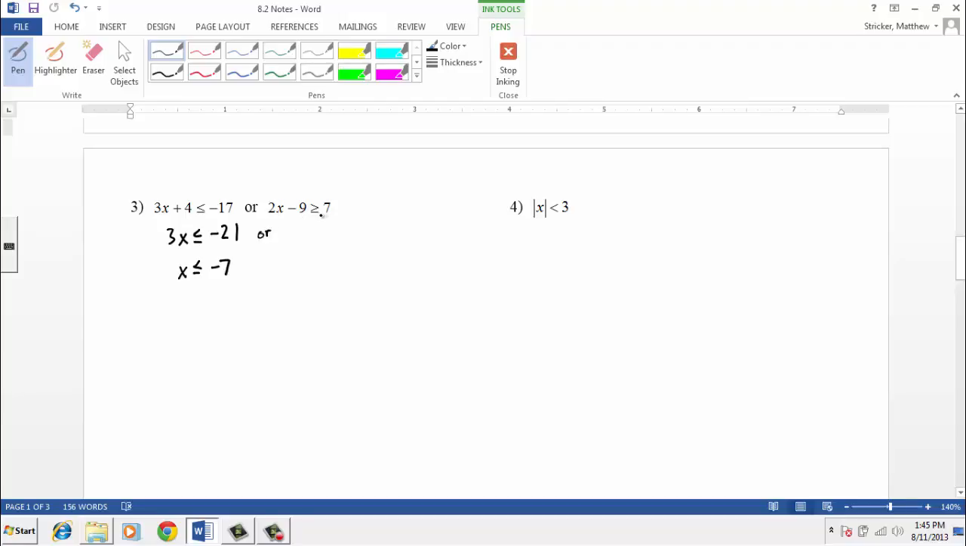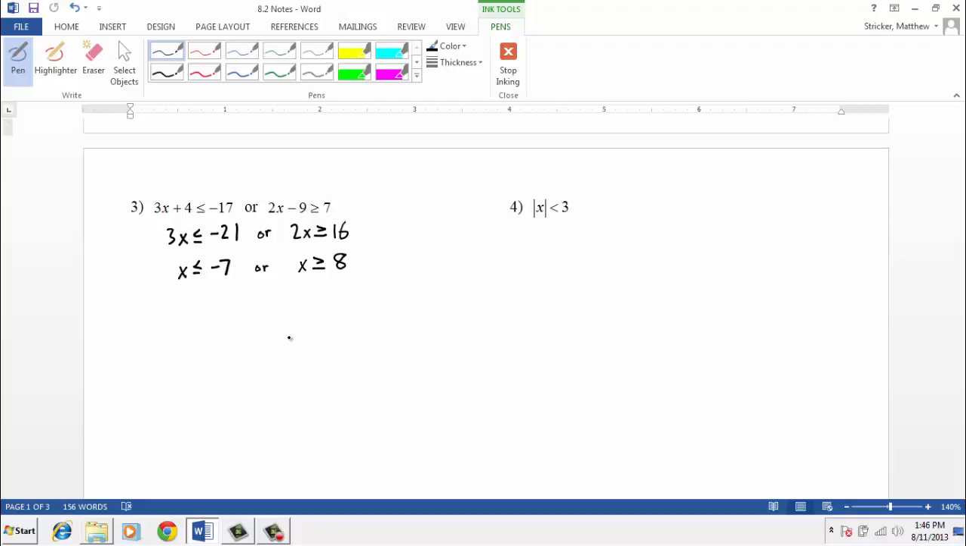I want to add 9 to both sides. If I add 9 to both sides, I get 2x is greater than or equal to 16. And then I could divide both sides by 2, giving us x is greater than or equal to 8. Both of those parts are not real hard to come up with. I think everybody probably feels pretty comfortable about doing that.